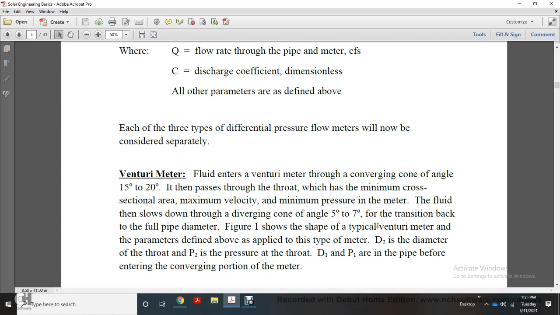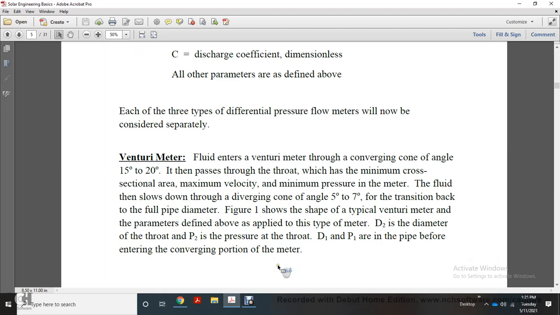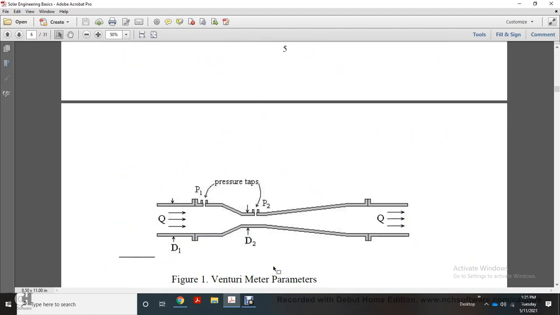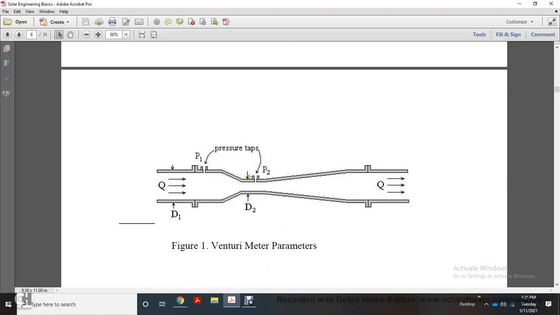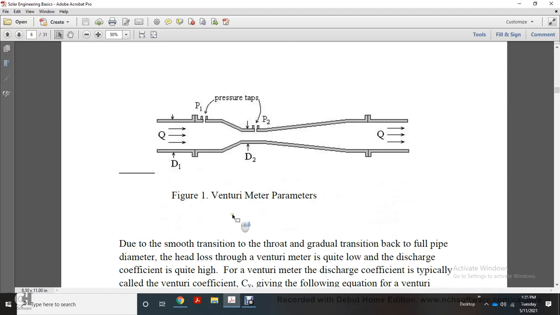Figure 1 shows the shape of a typical venturi meter. The parameters defined above apply to this type of meter. Diameter 2 is that of the throat. P2 is the pressure at the throat, and D1 and P1 are the diameter and pressure of the pipe before entering the converging portion of the meter. Figure 1 shows the venturi meter parameters: Q, P1, P2, diameter 1, diameter 2.